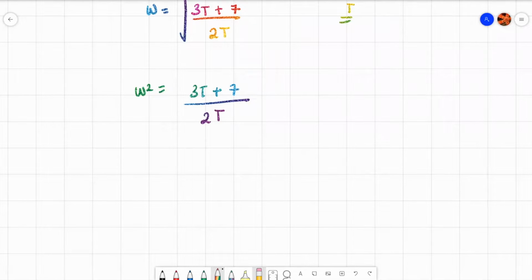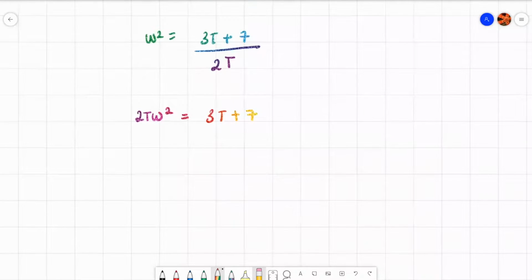So if I times w squared by 2t, I end up with 2tw squared. And if I times this by 2t, the divide by 2t vanishes, plus 7. Okay, let's get rid of that, plus 7. So I've got t here and I've got t here. Again, that's useless for me. It's on both sides. So when you have a situation like this where you've got the subject on both sides, you've got to bring it on one side.